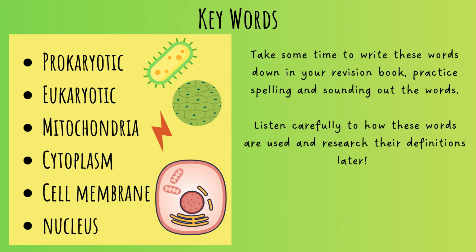All right, so let's get those keywords down first. Open up your revision book and write down, spelled correctly: prokaryotic, eukaryotic, mitochondria, cytoplasm, cell membrane, and nucleus. Take some time to practice the spelling and sound them out. By sounding them out, you're giving your brain auditory cues for remembering how to spell them. You could also try breaking each word down into its syllables.